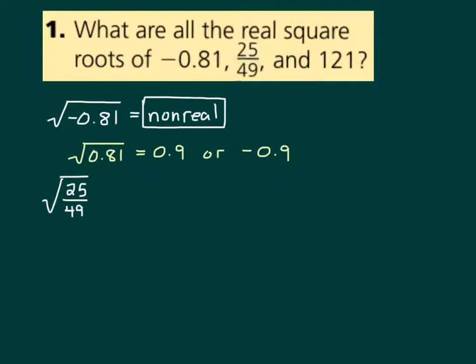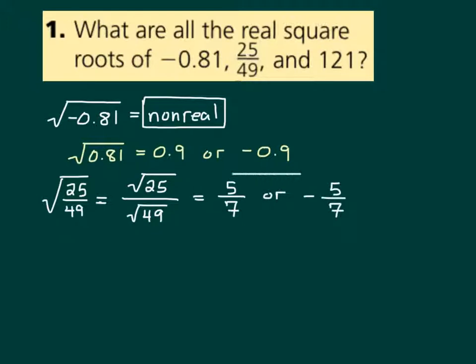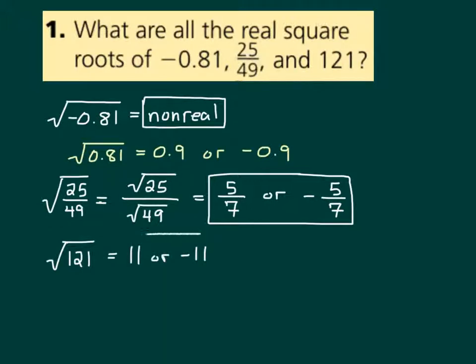If you are taking the square root of a quotient, just meaning division, the radical can split up. It can be the root of 25 over the root of 49, which we can all recognize to be 5/7, or it could be negative 5/7. Want the real square roots of 121. Those are going to be 11 or negative 11.